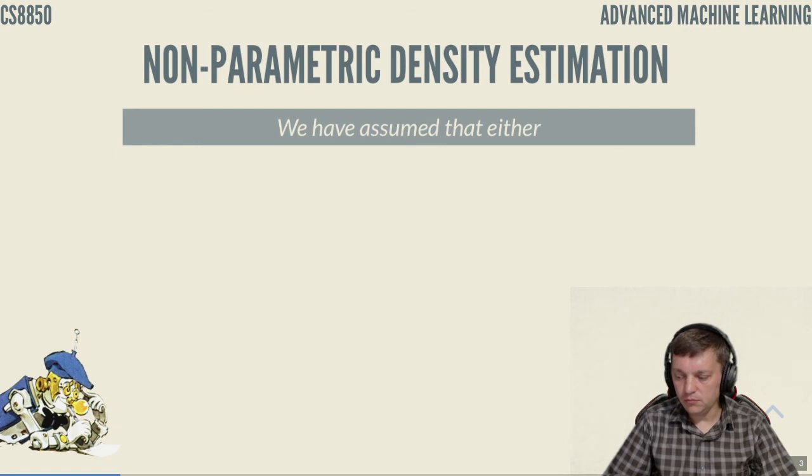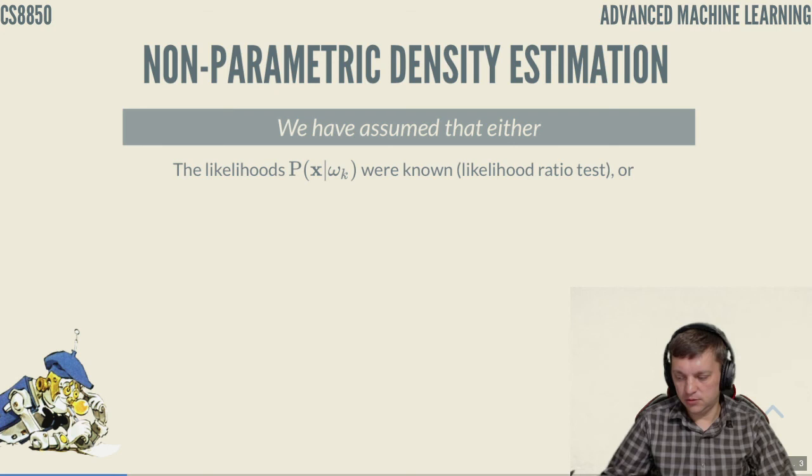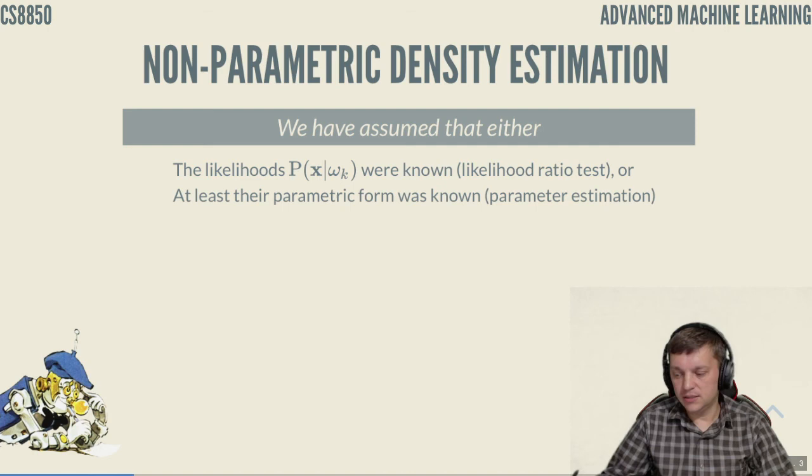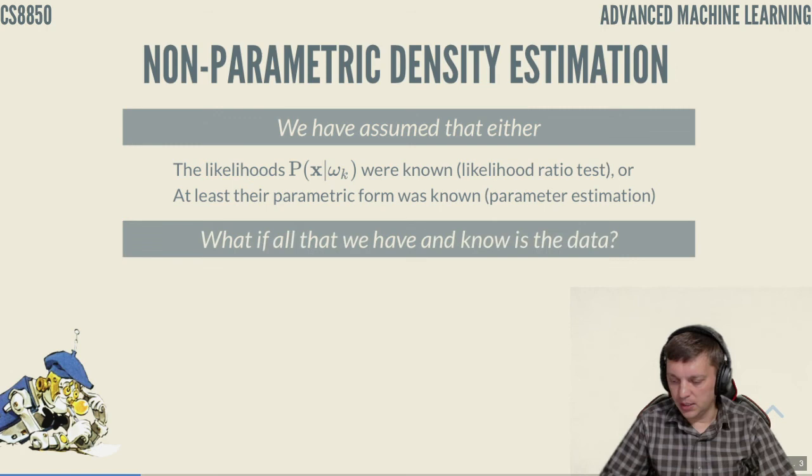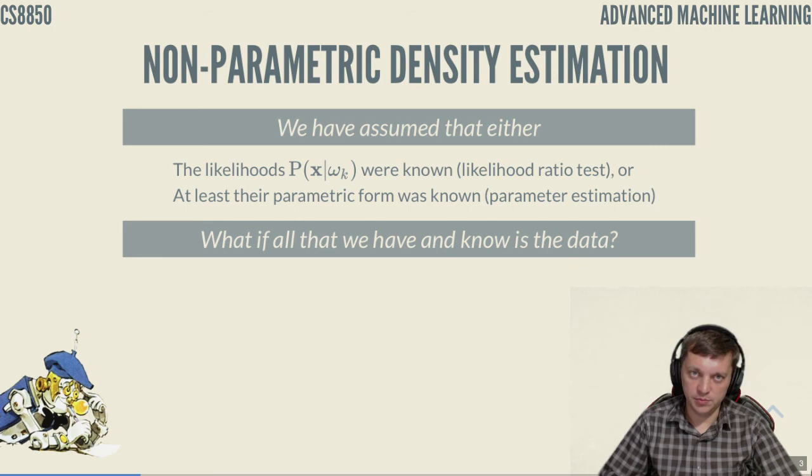So, non-parametric density estimation. So far we have assumed that either the likelihoods were known, and then we could do the likelihood ratio test, or at least their parametric form was known, and then we could do maximum likelihood estimation of the parameters from the data and still estimate the decision boundary or do the likelihood ratio test again. But what if all we have is data and we don't want to make any assumptions about the parametric form of the distribution, or the data is just telling us that the parametric form of this distribution may be too difficult to derive or deal with?